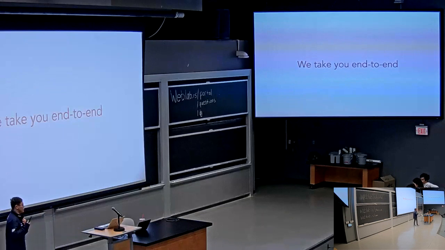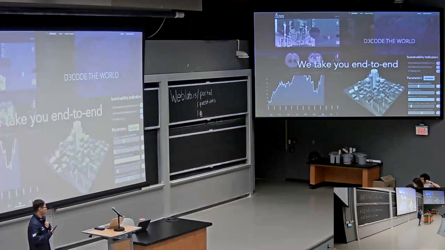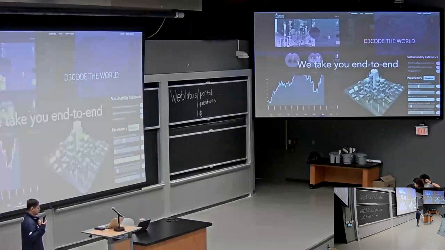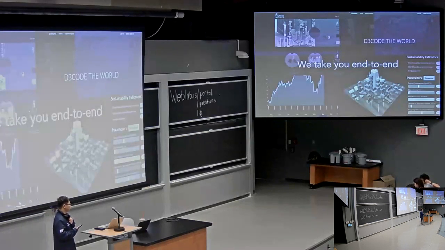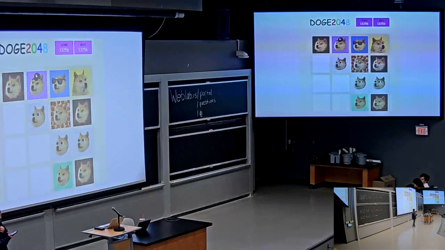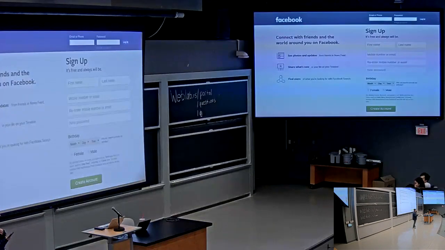So in WebLab, we will take you end to end. You'll be able to make the most powerful backends and the most polished front ends if you put the time into the class and learn all the material. The server is the thing that does all the computing in the back end, and the front end, which we're going to use React for in this class, will be what we use to make the website look pretty. So the world of websites is huge. You can make something as simple as Doge 2048, to something a bit more complex like an RPG, or you can make Facebook, which is pretty complicated.